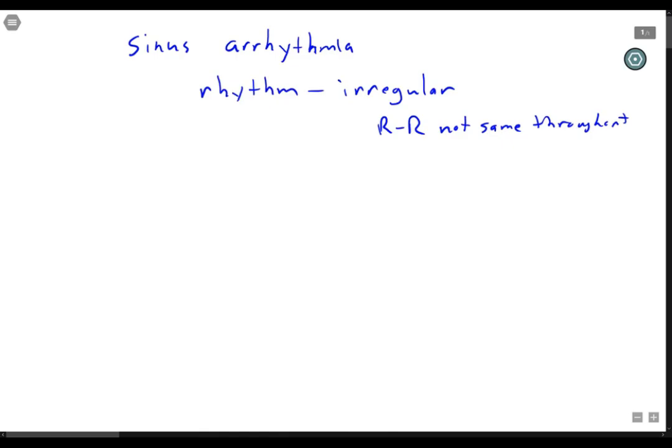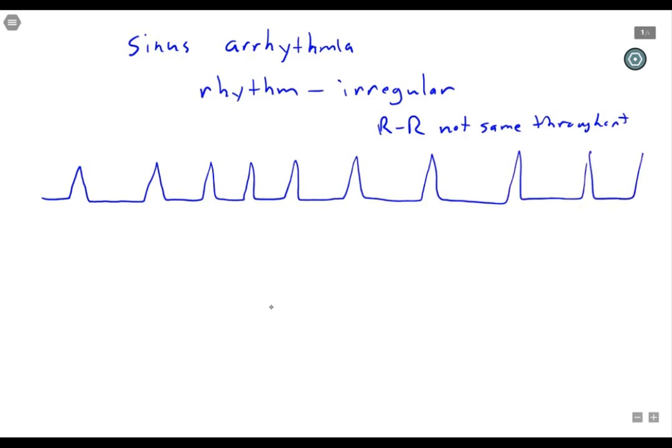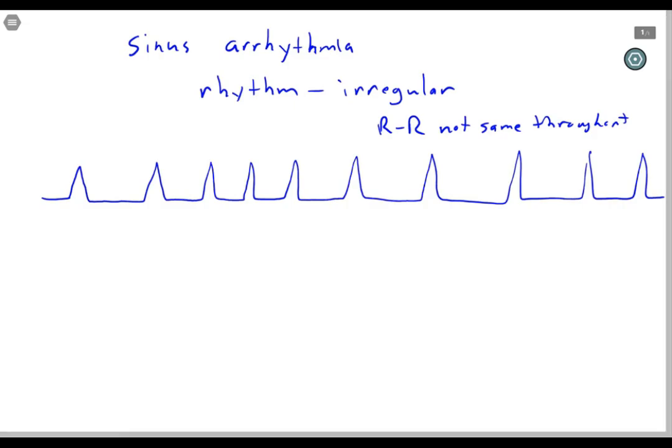So let's draw ourselves an example here. Here's an R wave, an R wave, an R wave, an R wave. And you can see the distance between R waves is starting to spread out, and then it's getting closer again throughout. So that is irregular. Now this could be what we call a sinus arrhythmia, as long as everything else holds true.